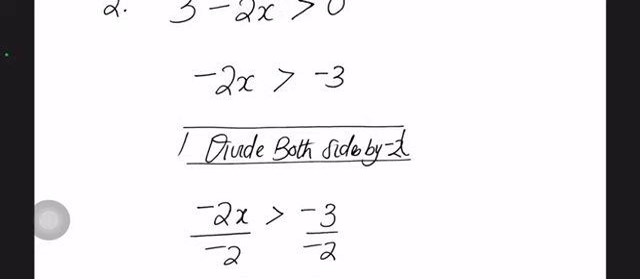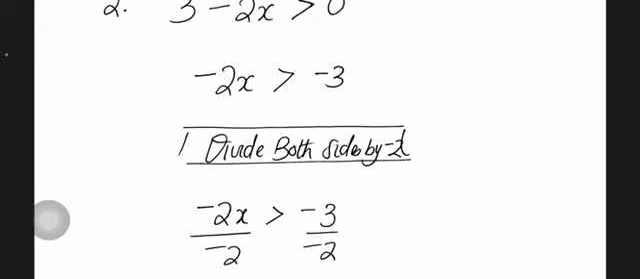So we have negative 2x over negative 2. On the right, we have negative 3 over negative 2. Okay, negative 3 divided by negative 2 is simply positive 1.5 or positive 3 over 2.